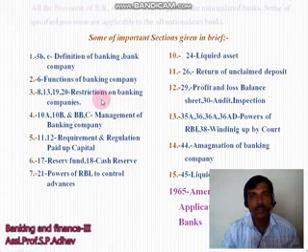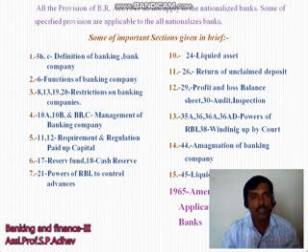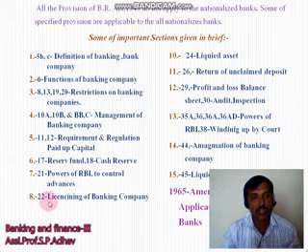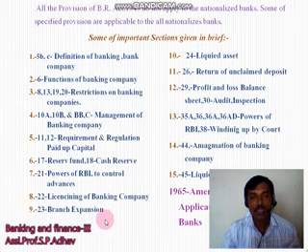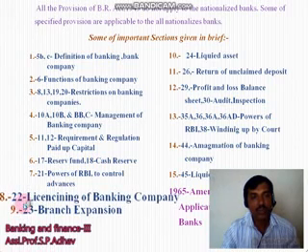So we discuss here some important provisions of the Banking Regulation Act 1949, and today we are looking at two important provisions: section 22, licensing of banking companies, and section 23, branch licensing or branch expansion of banking companies. These are two important sections. A long answer question will be asked in the examination: explain the provisions of licensing and branch licensing in detail.